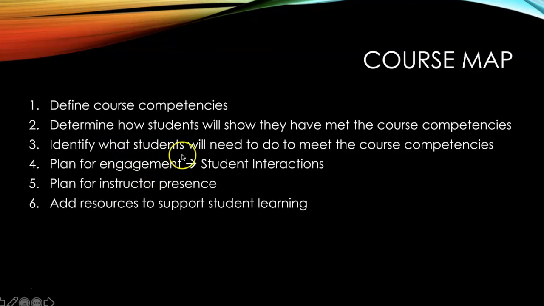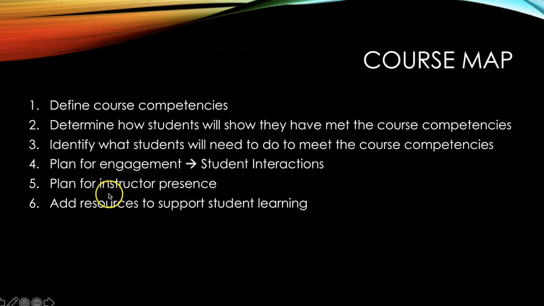So we need to identify what the students will do to meet the course competencies, and figure out how they're going to be evaluated, so what assessments you're going to be using. Plan for the student engagement, so all of the interactions: how they're going to interact with the content, with each other, and with the instructor. You do need to have those three components within your course. It doesn't have to be at every step or every module. It's great if you can get it, but it needs to be there throughout the course, not necessarily every week.